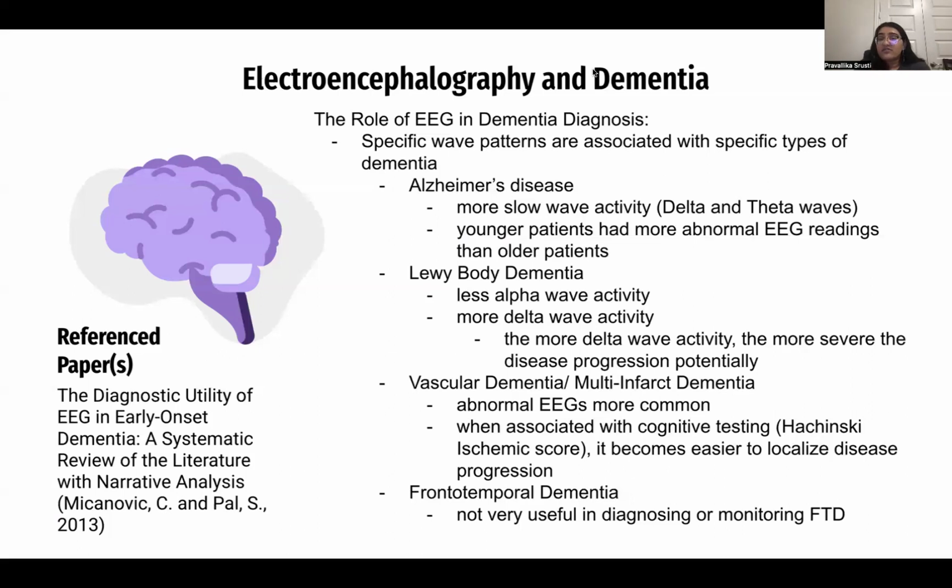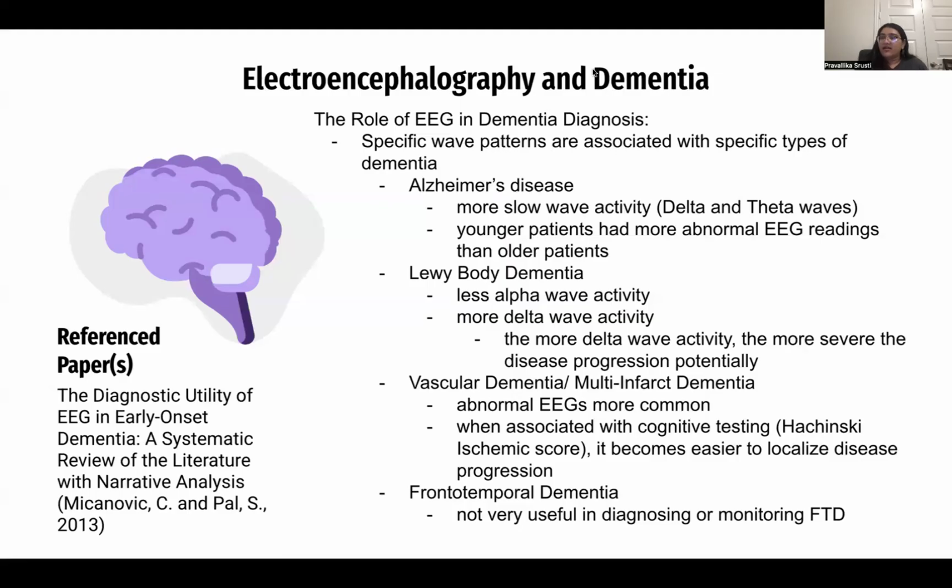Right. Along with that, with Alzheimer's disease, they noticed that younger patients tend to have more abnormal EEG readings than older patients. With Lewy body dementia, they noticed that there's a lot less alpha activity compared to control groups. And now looking at vascular dementia or multi-infarct dementia, they noticed that abnormal EEGs are a lot more common. And when associated with cognitive testing, so in this case, it's a Hachinski ischemic score, it becomes a lot easier to localize where this disease might be progressing in the brain as well as the disease progression itself, right? And with frontotemporal dementia, they found that it's not very significant or useful in diagnosing or monitoring FTD.